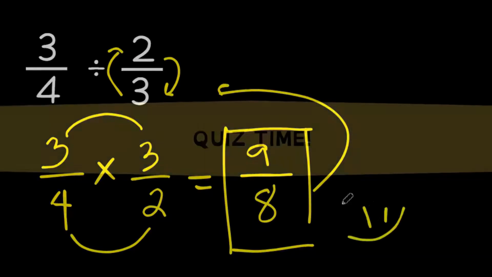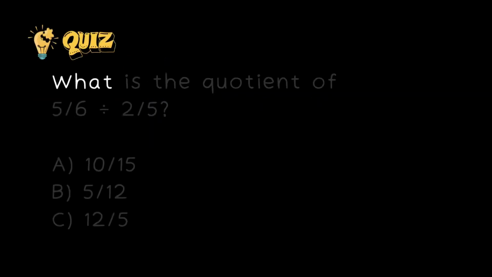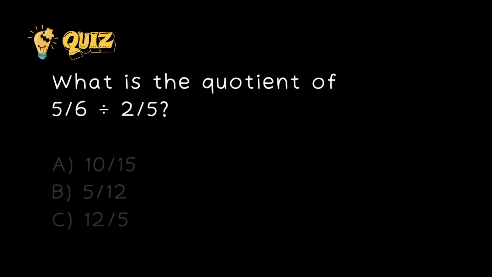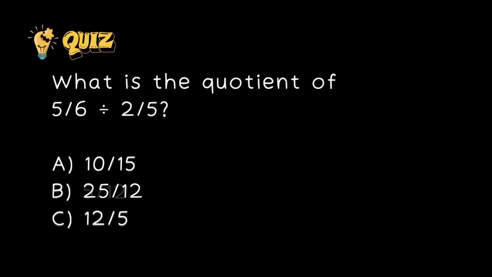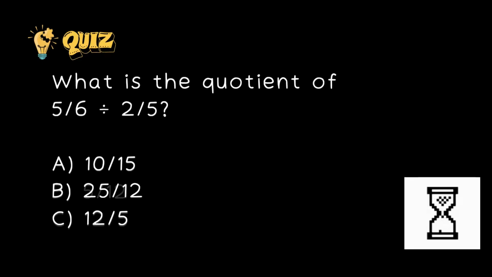Amazing progress, students! It's time for a quiz. Here's the question. What is the quotient of 5 over 6 divided by 2 over 5? A. 10 over 15. B. 25 over 12. C. 12 over 5. Think about it, and I'll reveal the correct answer soon.